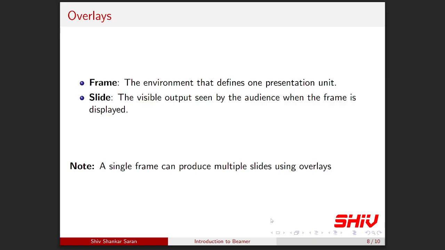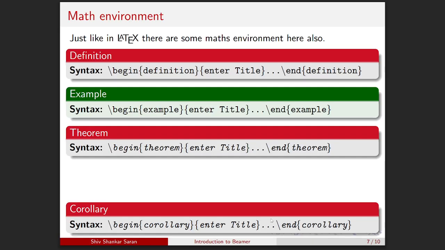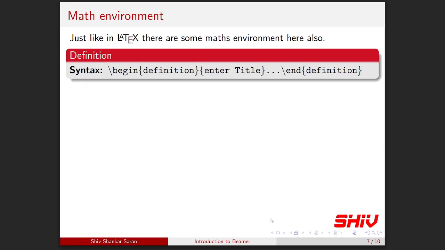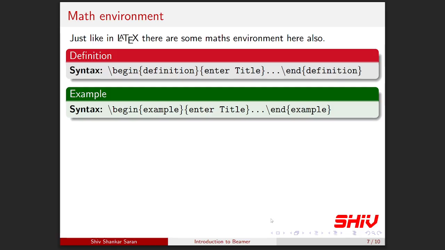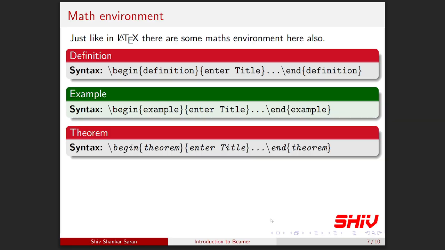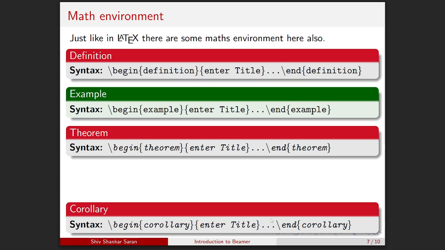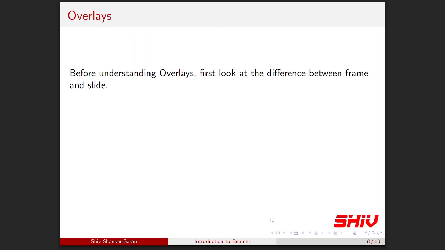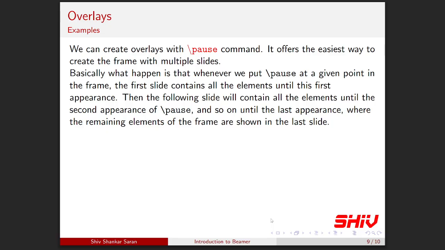A single frame can produce multiple slides using overlays. See, this is my single frame. Inside it, this is my first slide. After stopping it, we presented the second slide. Then we took a pause, and then we showed the third slide. Similarly, after stopping, we saw the fourth and then the fifth. So we can use overlays here.